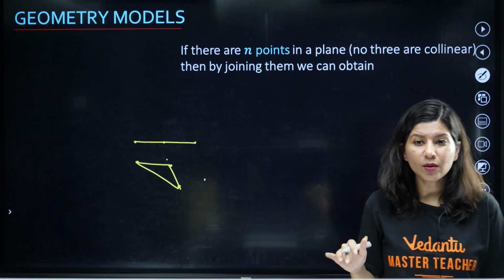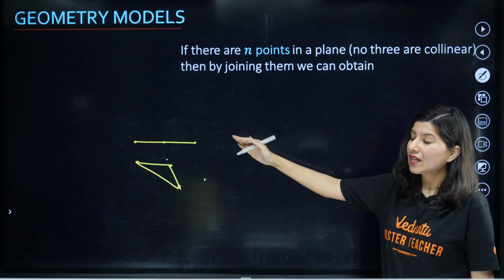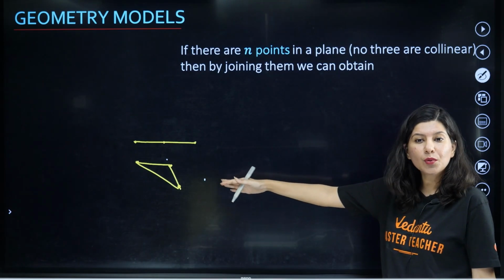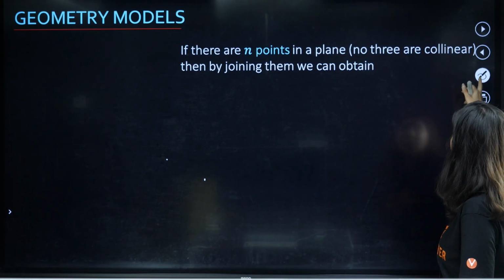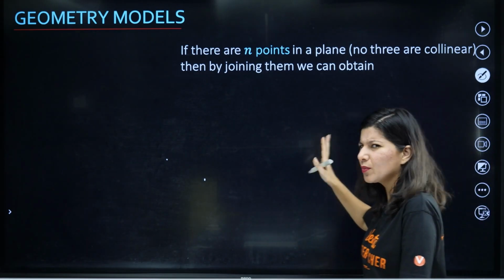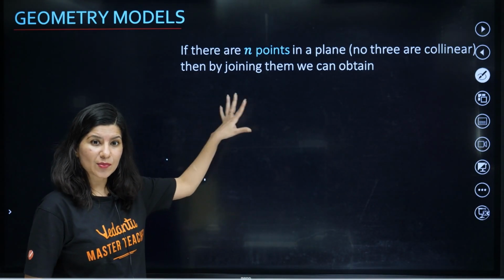When there are collinear points, the number of lines will be 1. Okay. And when there are non-collinear points, the number of lines will be more. That depends on how many collinear points there are. Okay. So this basic concept we'll be using in this particular problem.